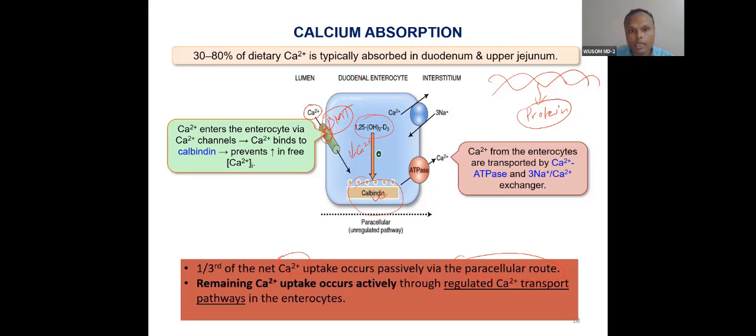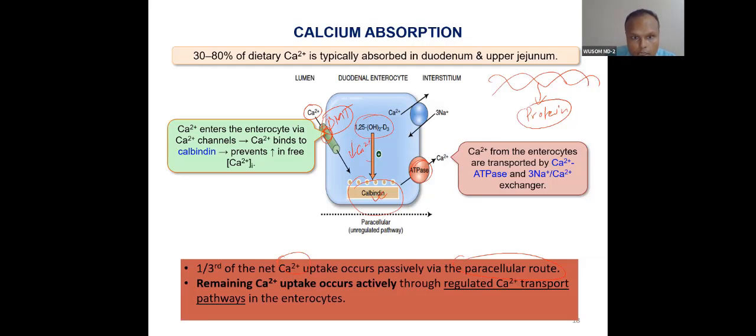If our body requires more calcium, active transport can be activated. This passive route will go on, but the active one will be activated because of vitamin D, if our body requires more calcium. So this is a calcium ATPase. It requires ATP to pump calcium out to the blood. So you can see two channels: the absorbing channel, and this is the pumping out channel.